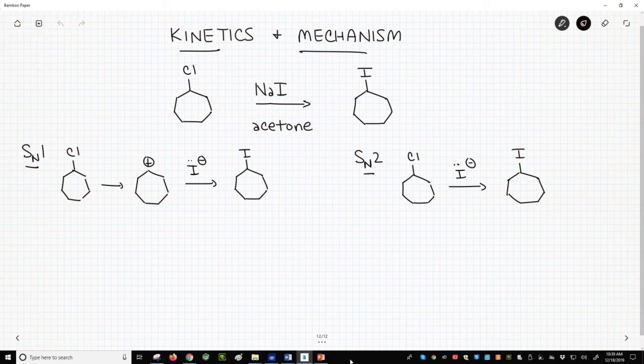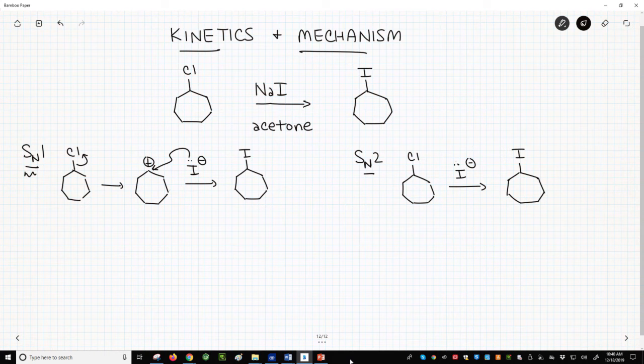This is important. The two possible mechanisms are on the bottom part of the screen. If it's an SN1, the chloride could leave to make a secondary carbocation. You then attack with the iodide and make the product. Secondary carbocations are not great, but at least they're better than primary.